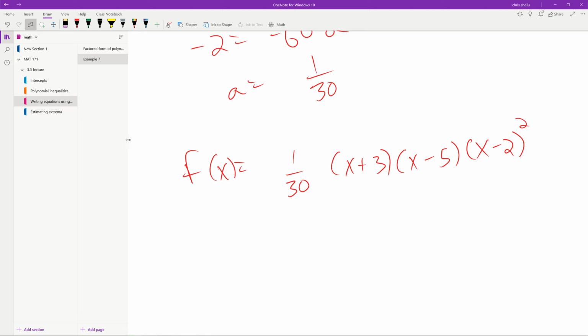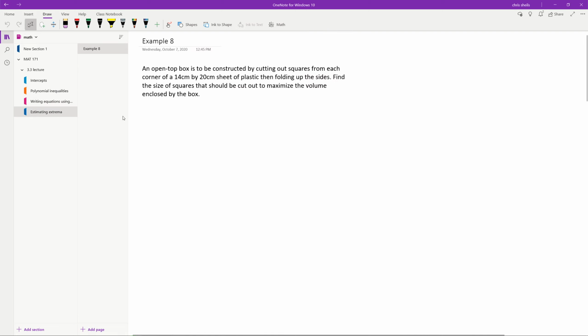And let's look at the last topic and examples of this section, estimating extrema. An open box top is to be constructed by cutting out squares from each corner of a 14 centimeter by 20 centimeter sheet of plastic and then folding up the sides. Find the size of the squares that should be cut out to maximize the volume enclosed by the box.